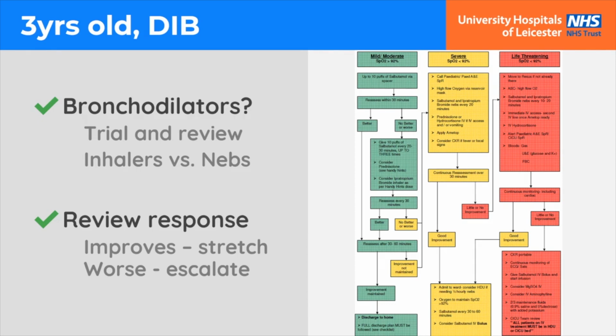In reviewing the response, if we feel there's improvement, we might carry on with this kind of therapy, but stretch the intervals or reduce the dose over time as the child gets better. Or if we feel the child is no better or getting worse, we might escalate the therapy, either in terms of increasing the level of bronchodilators and associated treatments, or questioning the diagnosis in the first place. Are we barking up the wrong tree?